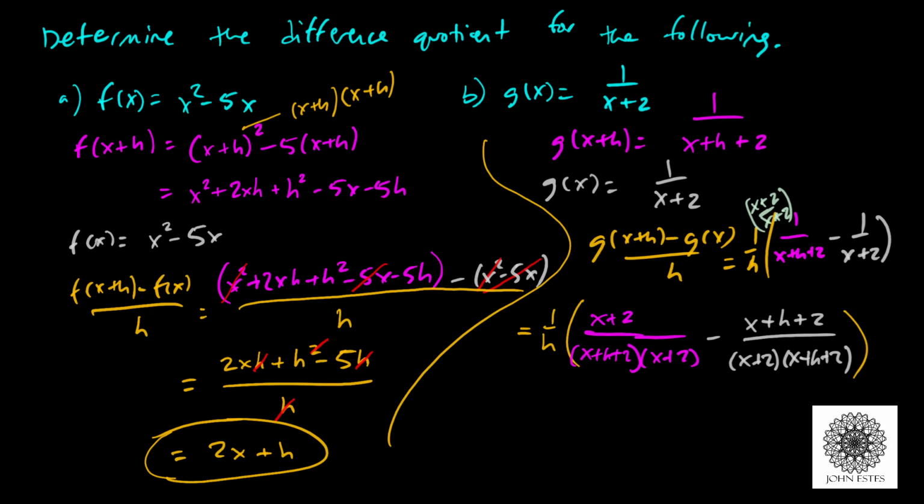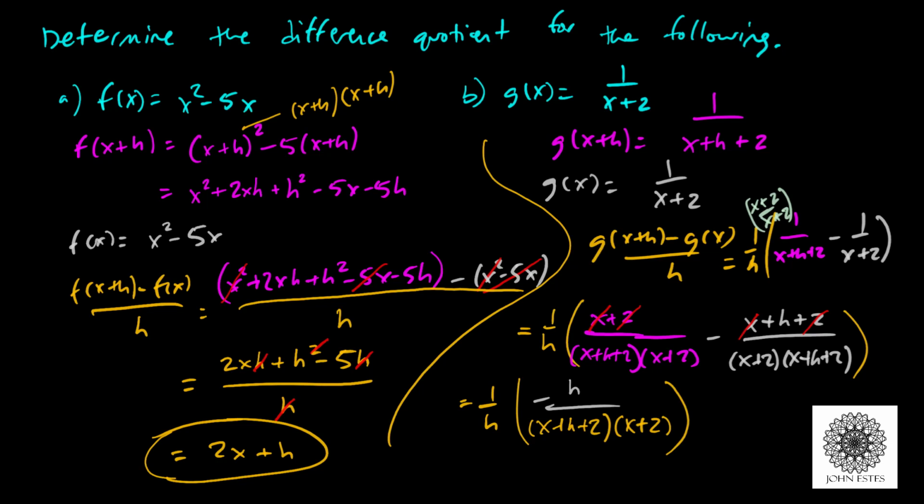Okay, now when I'm really careful, I have 1 over h. Alright, let's think. I have an x minus x. I have a 2 minus 2. Since I have a common denominator, I can bring those together. And I'm left with a negative h over an x plus h plus 2 times x plus 2.